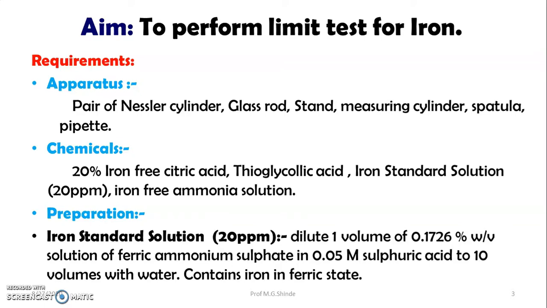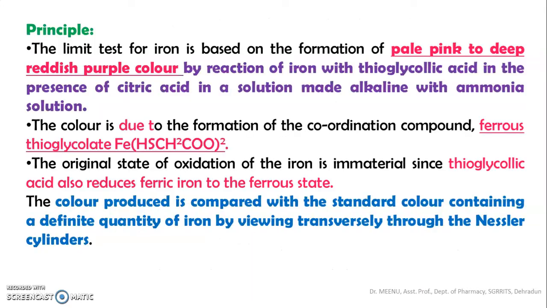The preparation of iron standard solution 20 ppm: dilute 1 volume of 0.1726% weight by volume solution of ferric ammonium sulfate in 0.05 molar sulfuric acid and make up to 10 volumes with distilled water. And this contains iron in the ferric state.